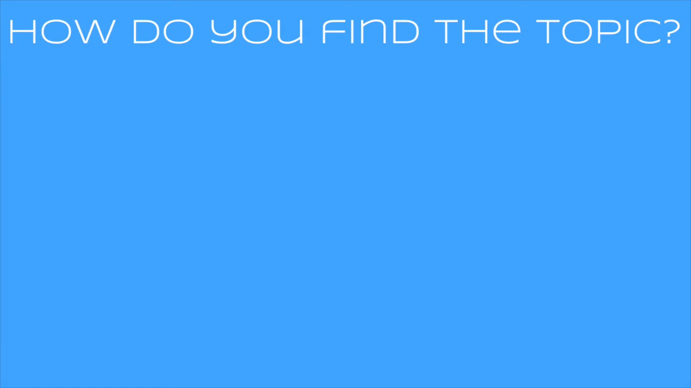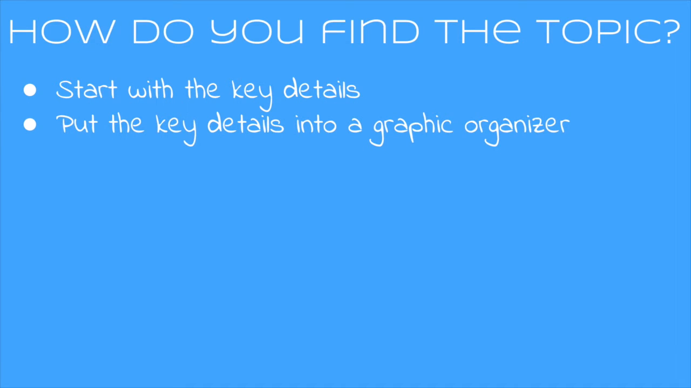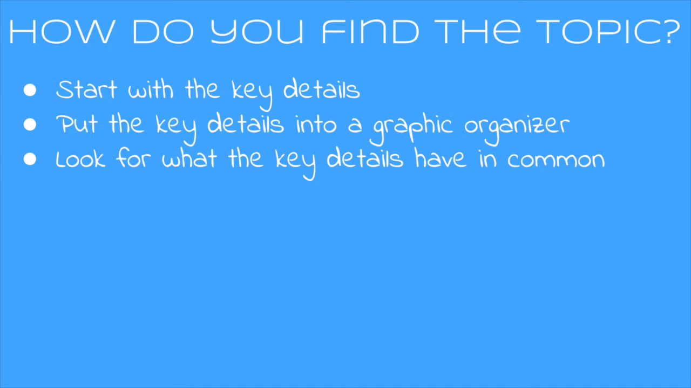So how do you find the topic? Simple. You want to start with the key details. Remember, we already learned about these. Then put the key details into a graphic organizer. Then you want to look for what the key details have in common. Use the details to find the topic. I promise, by the time we get there, it'll be easy.